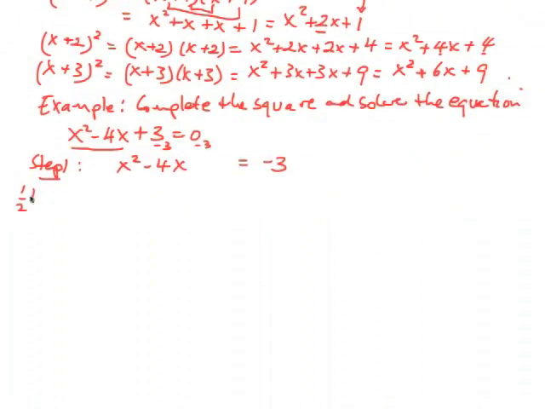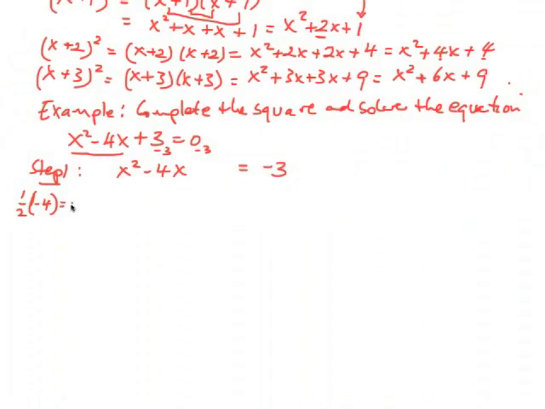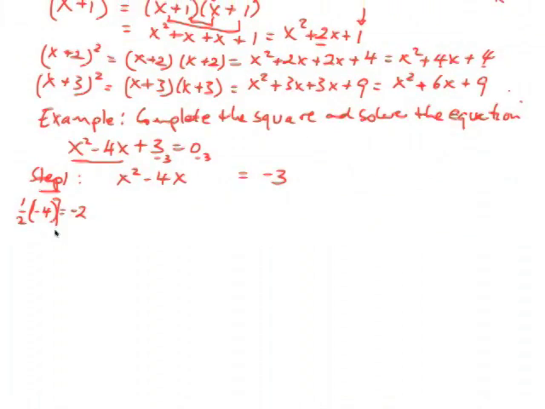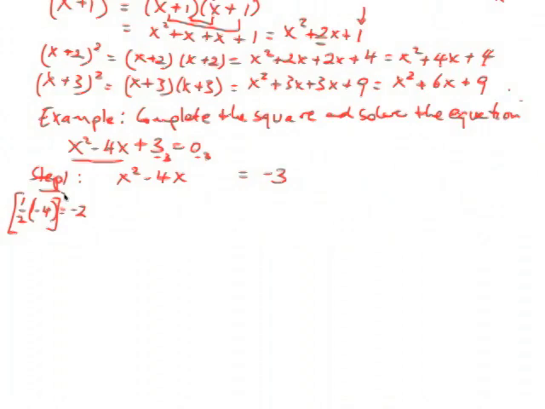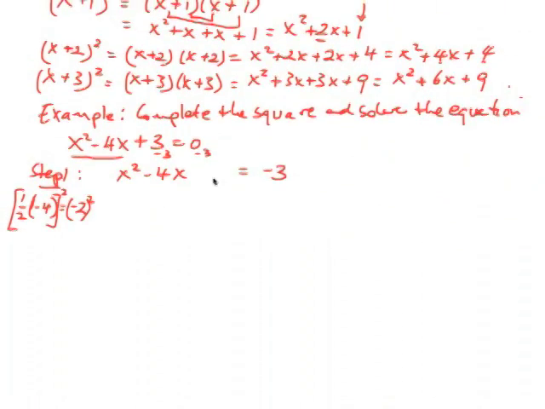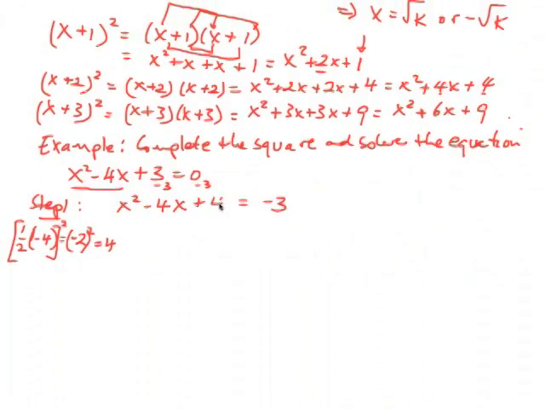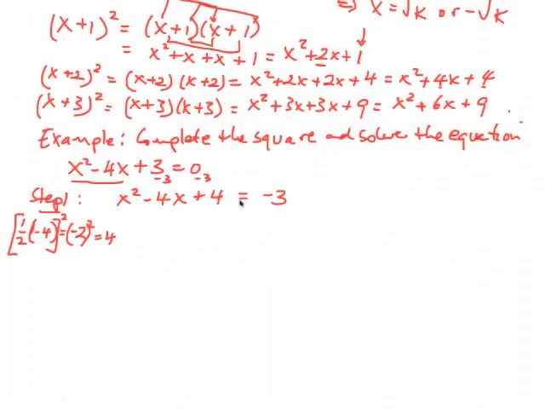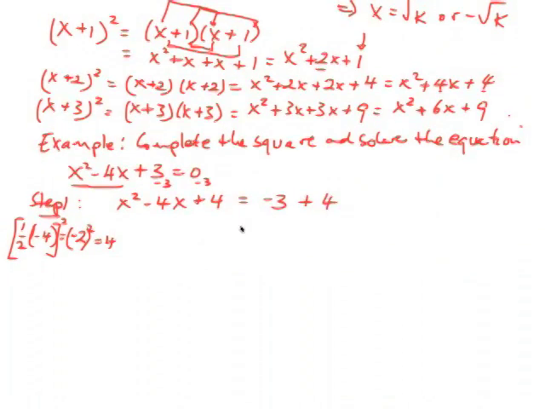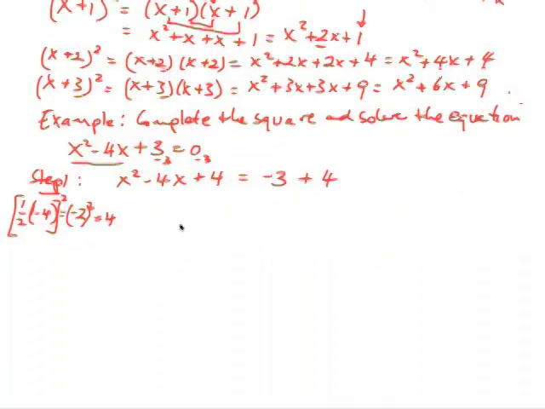So let's do half of the negative 4, which gives me negative 2, and now I'm going to square it, and so this will become equal to 4. So I'm going to add 4, and I can't just add 4 to one side, I've got to add 4 to both sides to keep the equation balanced. It's like a seesaw.